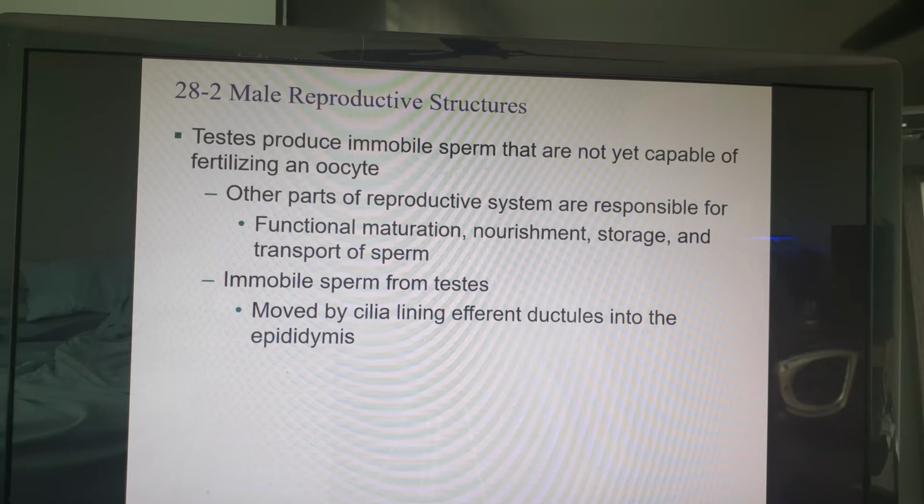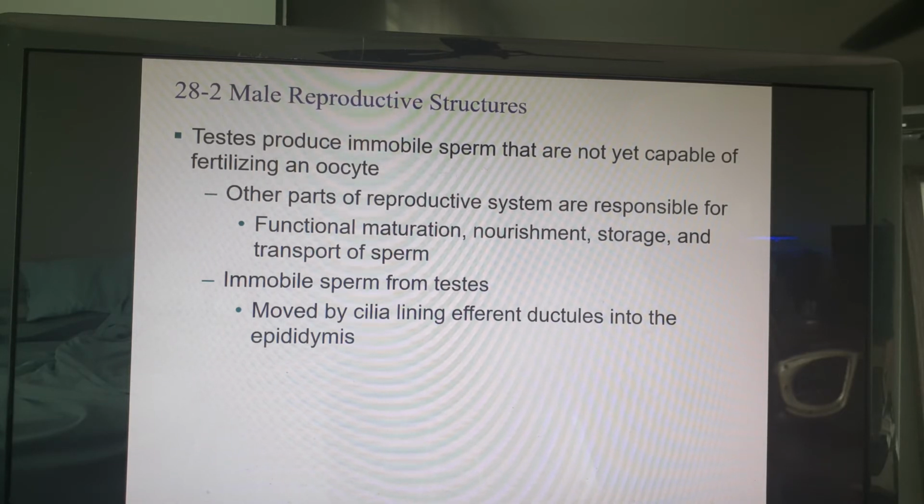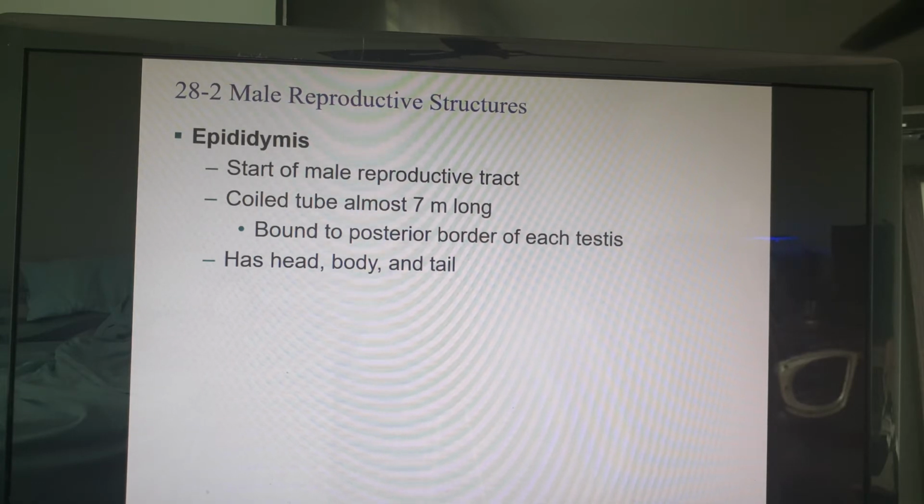So there are other parts of the male reproductive system that are going to functionally mature them, nourish them, store them, and transport them. So if you take immobile sperm from the testes, how do they get to these other structures? We're actually tapping them along with cilia. And the cilia will sweep them along and get them up into the efferent ductules and then into the epididymis. So the next structure after the testes is the epididymis. It's also a coiled tube. This time it's almost 7 meters long, and it's coiled up in a region that's about 1.5 inches. And it's on the posterior border of each testis.